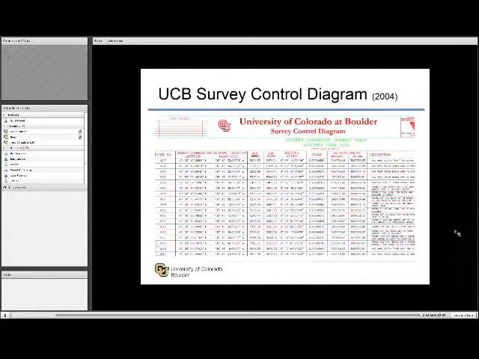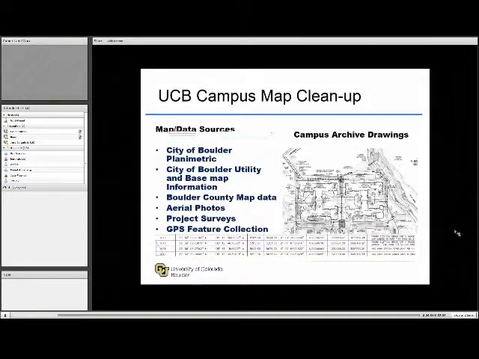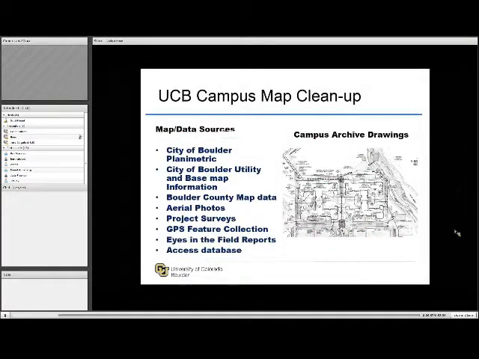So next, Colin, became the map cleanup. And what we tried to do here was use a variety of existing campus resources, as well as City of Boulder and Boulder County information and campus archives, and just really tried to make everything on the site locationally correct. That is how we began, and then after we got that corrected, we moved on to underground utilities. So basically the beginning here was using these various resources to upgrade what we see above ground.